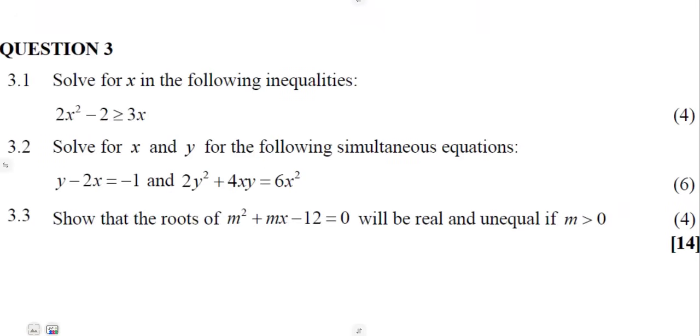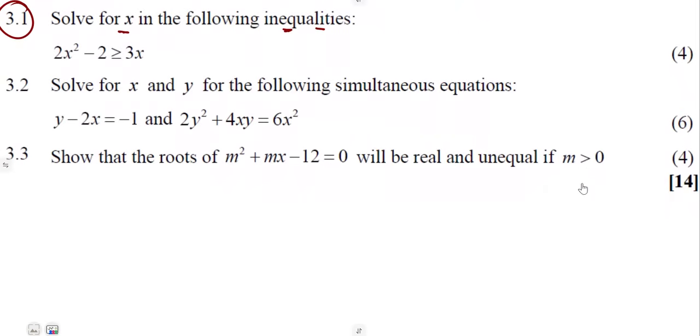Moving on to another section, question number 3. 3.1, solve for x in the following inequality. All right, this is an inequality that we are given on 3.1. That's 2x squared. All right, we're going to take the 3x, guys, to the other side. Remember the format of a quadratic. So it's going to be negative 3x minus 2 is greater than or equal to 0. You'll be left with a 0 the moment we take it to the other side.